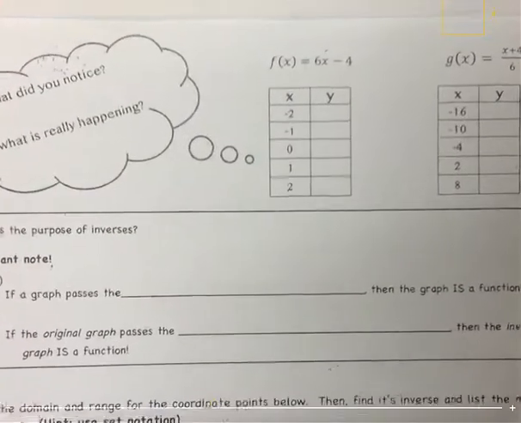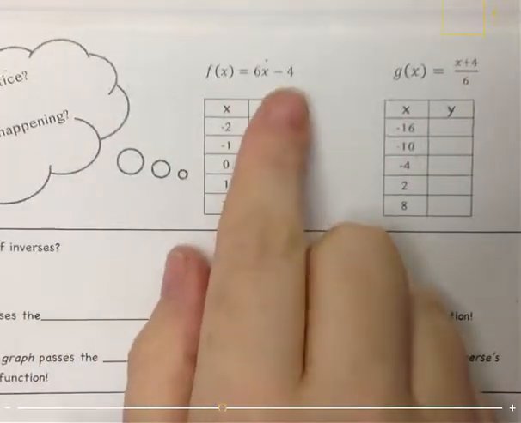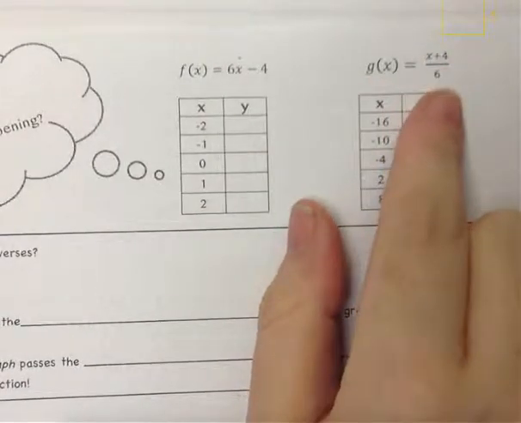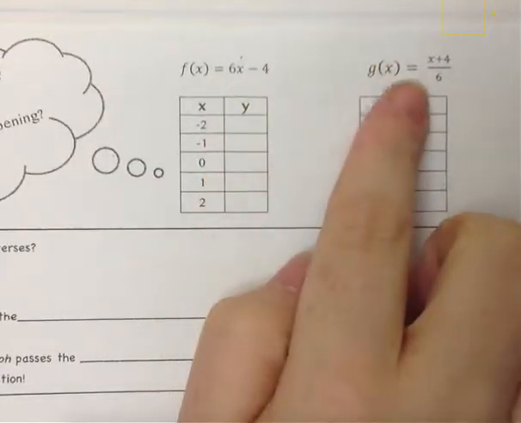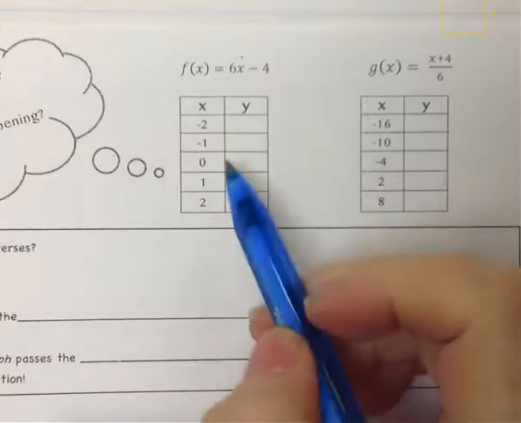So if we look at this first part up here, we have an equation, f of x equals 6x minus 4, and then we have the equation g of x is equal to (x plus 4) over 6. These are inverse equations of each other. So if I don't know the equation and I know coordinates instead, I can still look to see if they're inverses. So what we want to do is fill in this table.